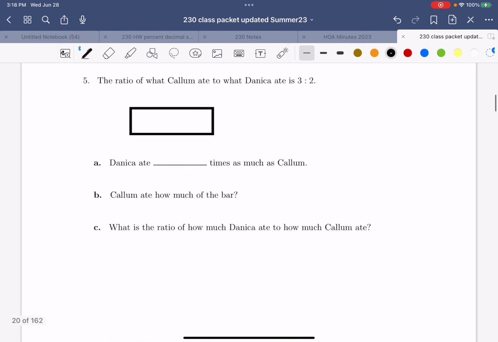In number 5, the ratio of what Callum ate to what Danica ate is 3 to 2. So again, this corresponds. Callum is the first person, so he's going to be the first number in the ratio, and Danica is my second person, so she's going to be that second value. So if Callum is 3 and Danica is 2, I have a total of, again, 5 pieces, and Callum gets 3 and Danica gets 2. Really, we're just looking at different ways to express the language here, and then you can answer your questions from there.